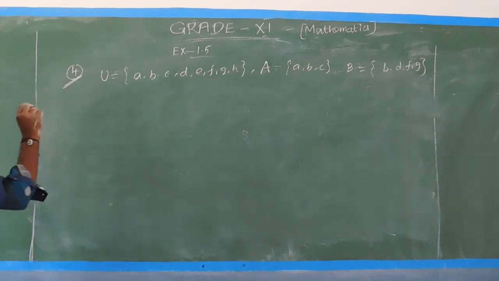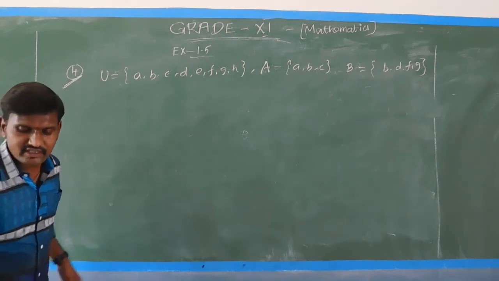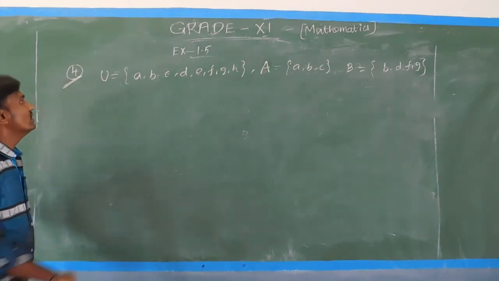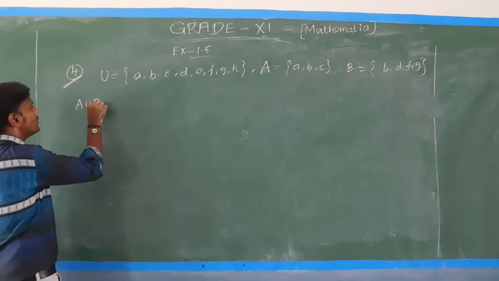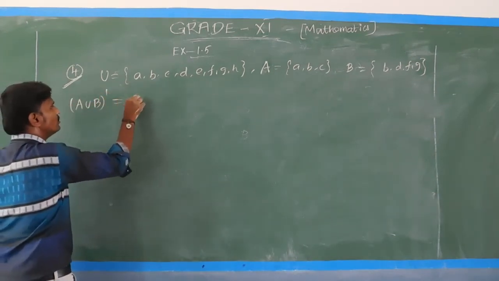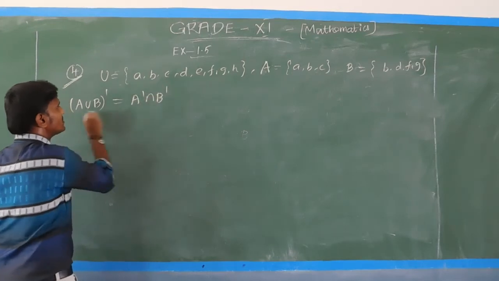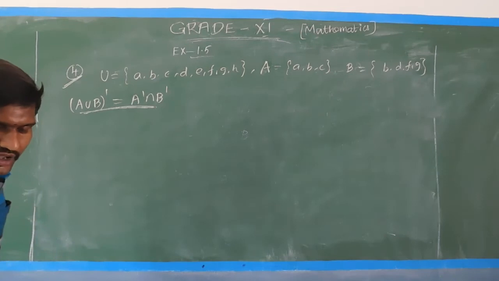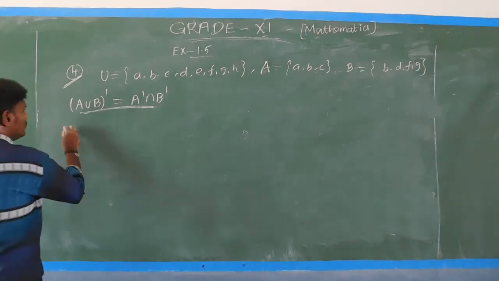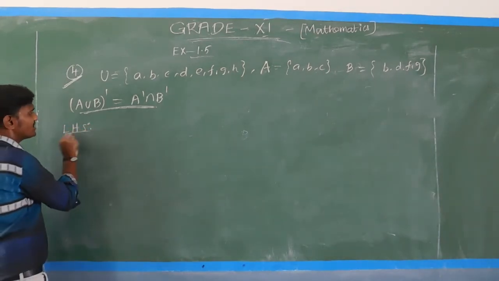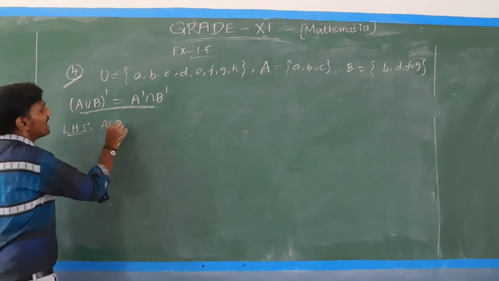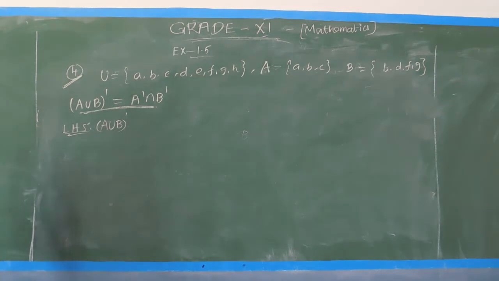See, students, verify De Morgan's law of complementation. So that is (A union B)' equal to A' intersection B'. What you are going to verify? (A union B)' equal to A' intersection B'. So this one I am going to verify now. How to verify? It is very simple work. So first I am going to take LHS. What is LHS? (A union B)'. That is the left hand side.